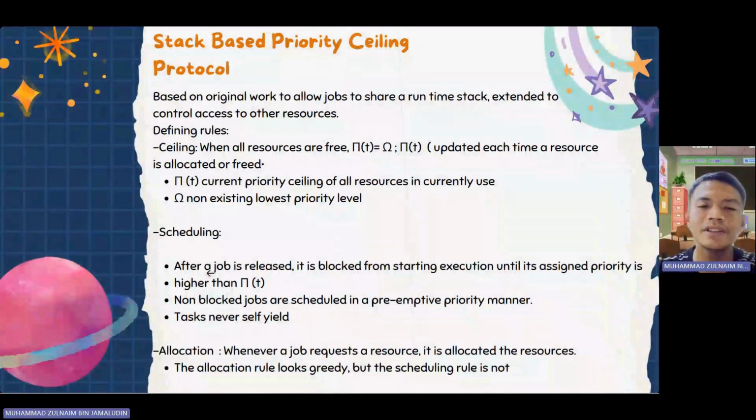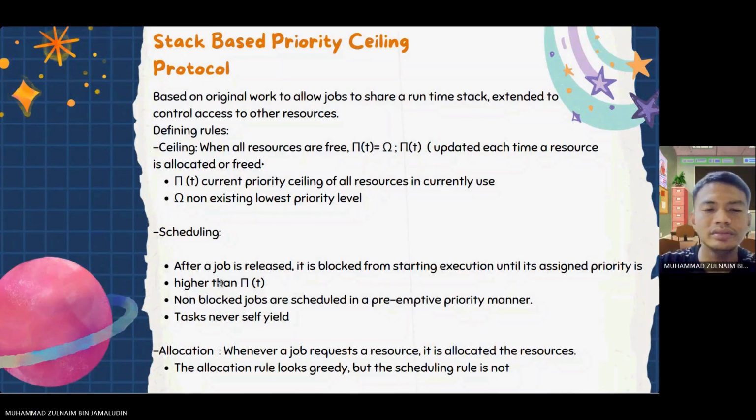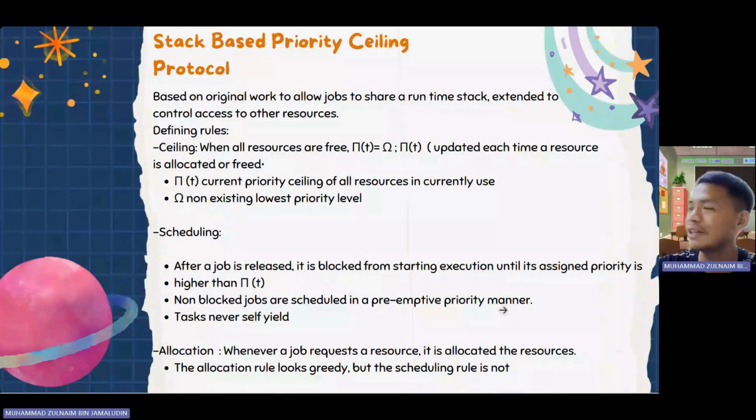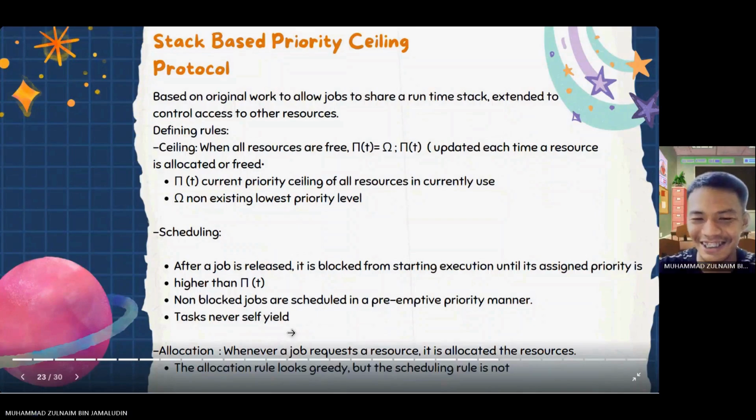For scheduling, after the job is released, it is blocked from starting execution until its assigned priority is higher than pi t. So non-blocked jobs are scheduled in preemptive priority order. Tasks never stay idle here. And then allocation. Whenever a job requests a resource, it is allocated the resource. The allocation rule looks ready, but the scheduling rule is not.